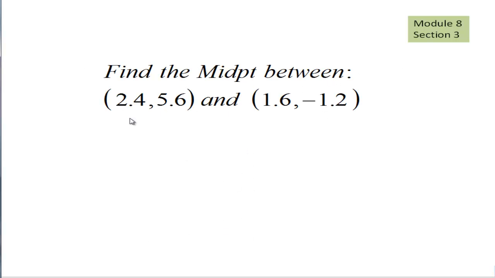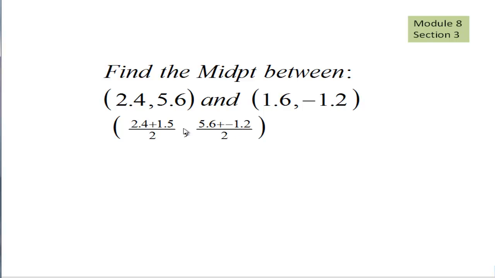Okay, suppose you want to find the midpoint between these points. They may give you decimals. They may give you square roots. Again, to find the midpoint, you just combine the x numbers, 2.4 and 1.6. Cut it in half. 5.6, 1.2. The second one is going to be minus this time. So it's 5.6 plus a negative 1.2.